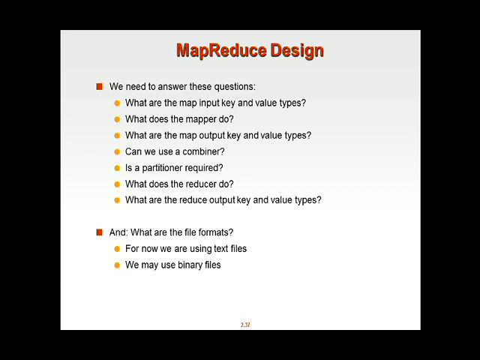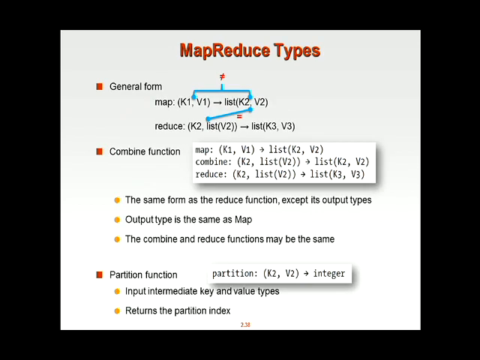And the file formats are also very important. So far, for example, in word count and also in this task, we use text files. But sometimes we may use binary files, so we also need to deal with different file formats. So we need to think about these questions and then design our MapReduce task.